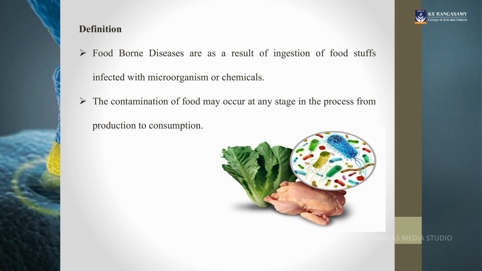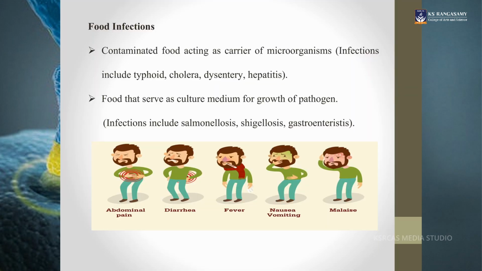Next one is foodborne infections. In foodborne infections, food serves as a major source for microorganisms. It acts as a carrier of microorganisms. The infections include typhoid, cholera, dysentery and hepatitis, and also salmonellosis, shigellosis and gastroenteritis. Common symptoms of foodborne infection are nausea, vomiting, diarrhea and abdominal pain.